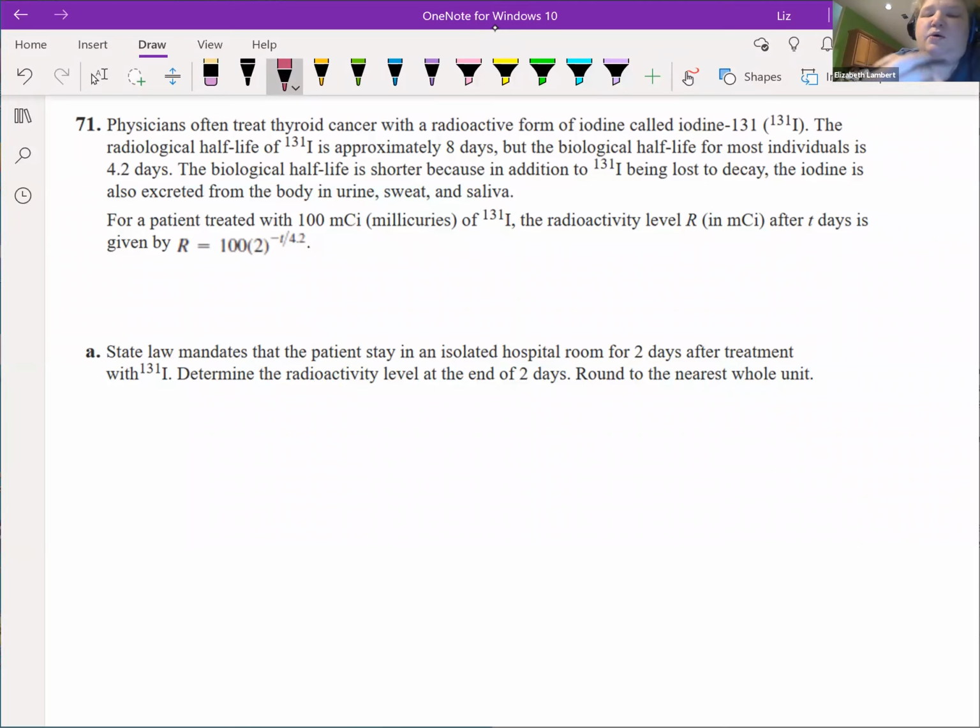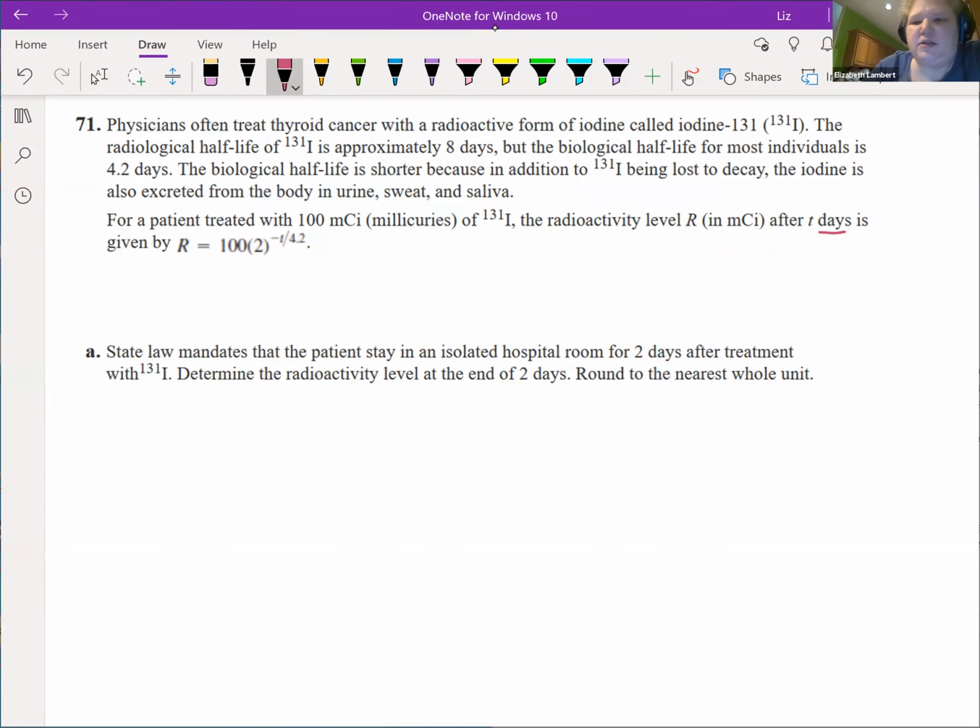So when we talk about radiation dosages, they're in curies. In this case, it's millicuries because the amount is tiny. So with 100 millicuries of iodine-131 to start with, the radioactive level R, again measured in millicuries, after T days is given by this equation, this function. R equals 100 times 2 to the negative T over 4.2.